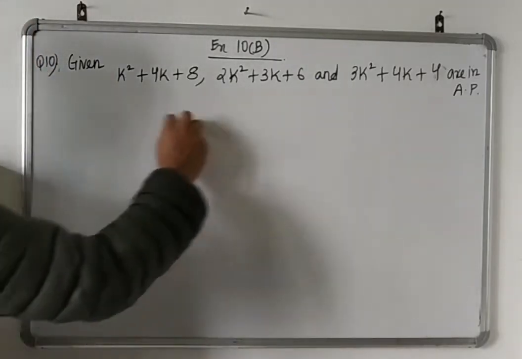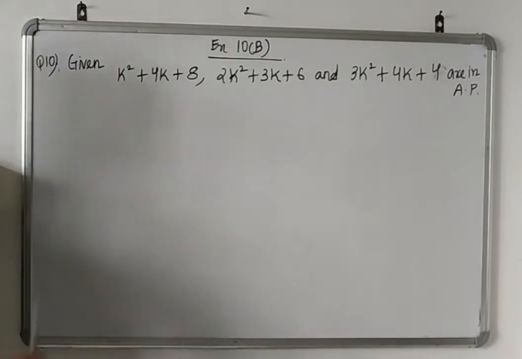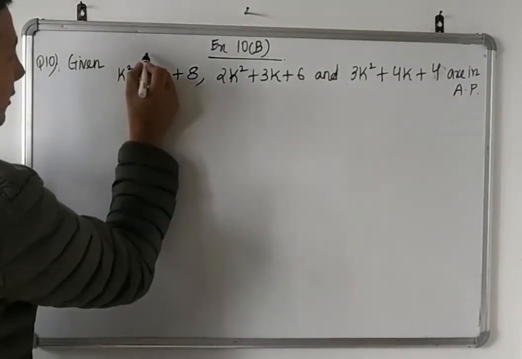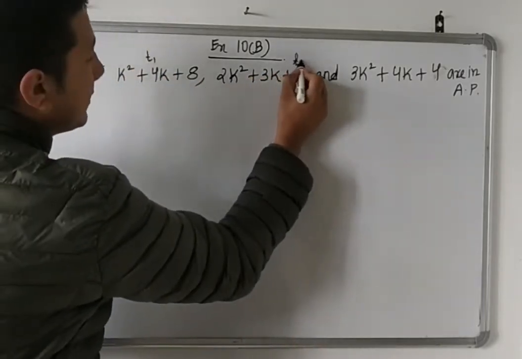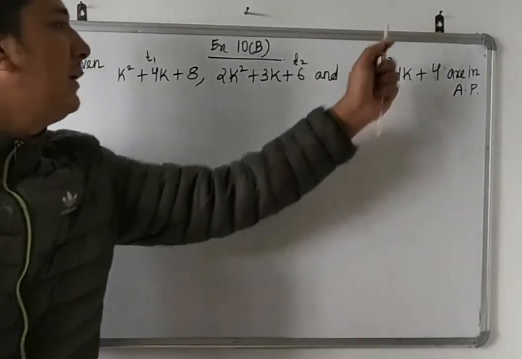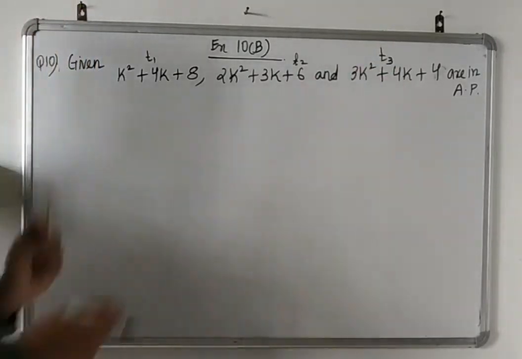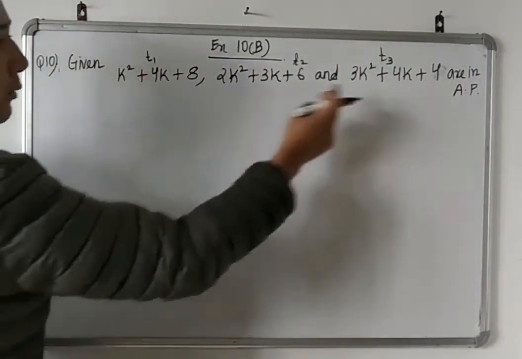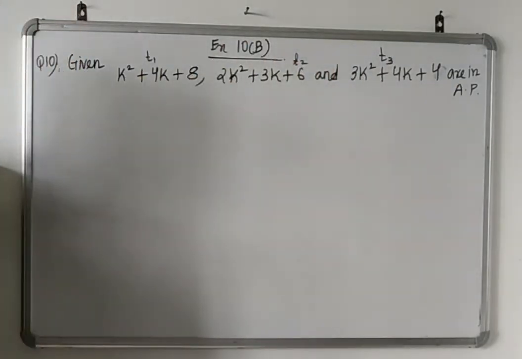So the moment three numbers are in AP, then we know that the common difference has to be same. You can see out here, this is the first term, this is the second term, and this is the third term. T1, T2, T3 are in AP means T2 minus T1 is equals to T3 minus T2.